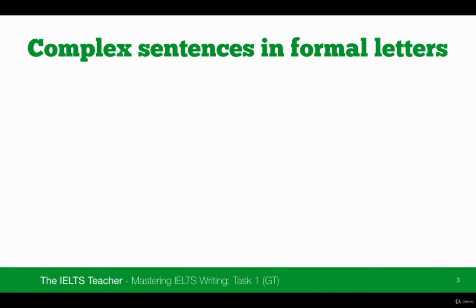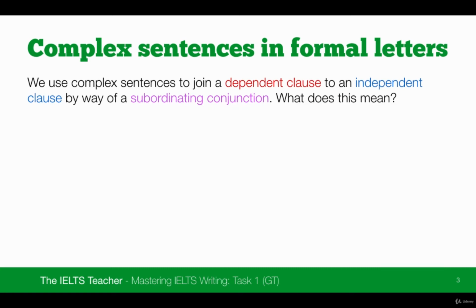So let's think about complex sentences in formal letters, and before we get there, let's think about what a complex sentence is. A complex sentence joins a dependent clause to an independent clause by way of something called a subordinating conjunction. Let's have a look at this in more detail.